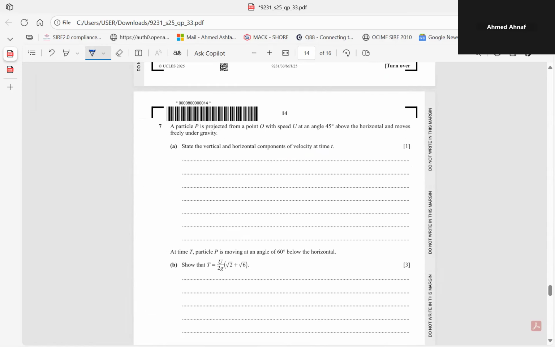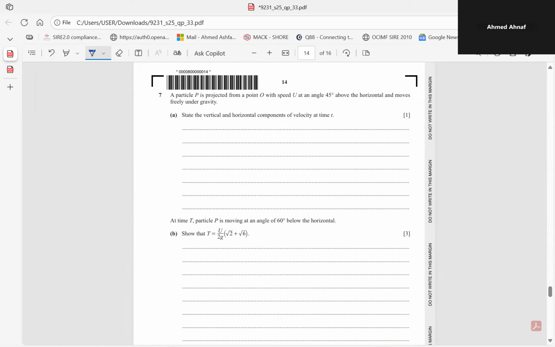Let's head on to the final question. Okay, so for this question, we are told that the particle P is projected from a point O with speed u at angle 45 degrees above the horizontal and moves freely under gravity. So for the first part, we have to state the vertical and the horizontal components of velocity at time t.